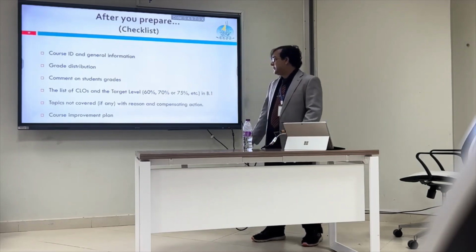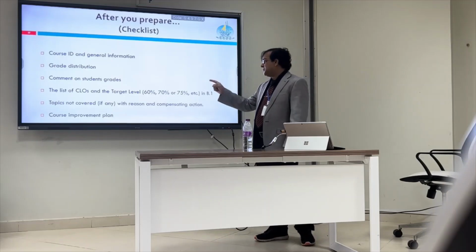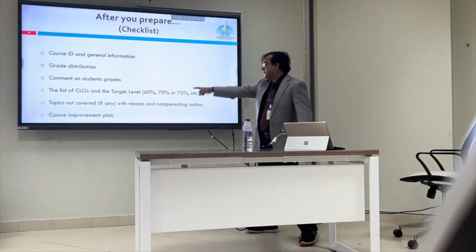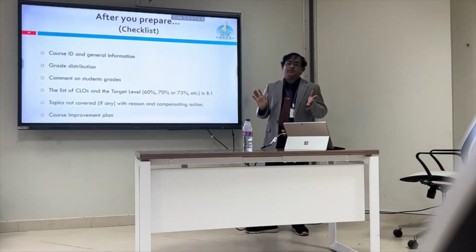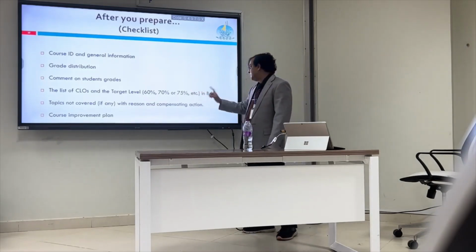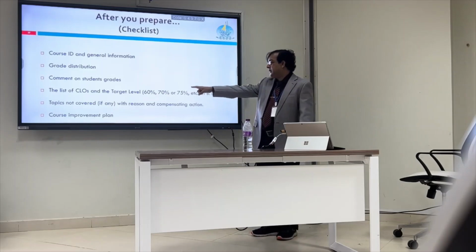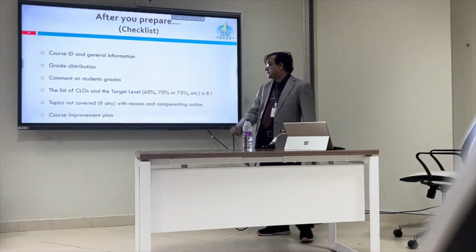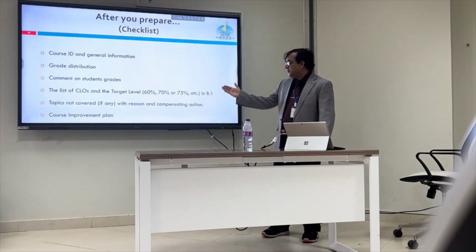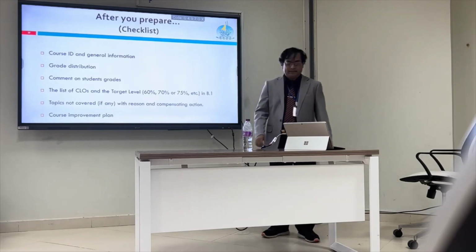Then comment on student grades, then the list of CLOs and the target level. It can start with 60%, no problem. Just think about the level of your students: 70%, 75%, etc. And then topics not covered, if any, with reason and compensating action, we have already discussed. Now finally, look at the course improvement plan.